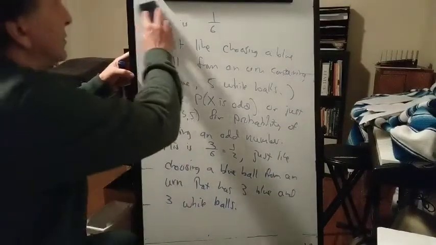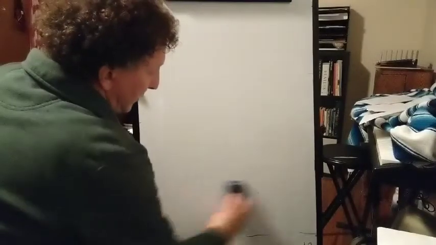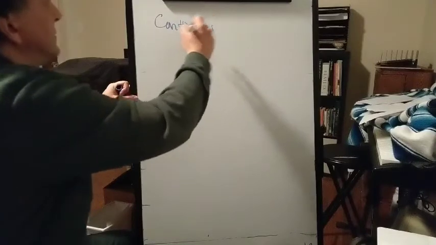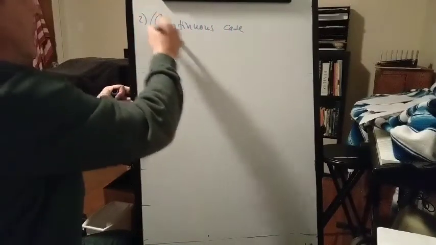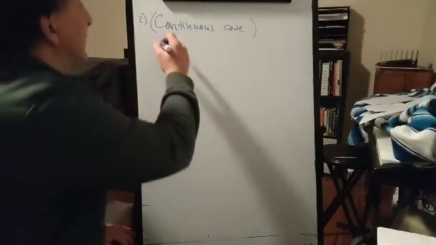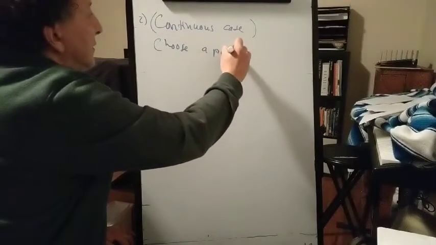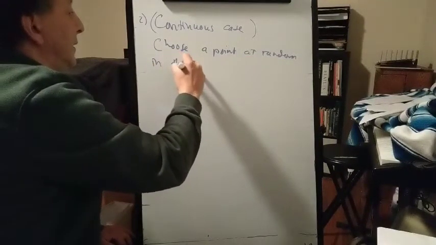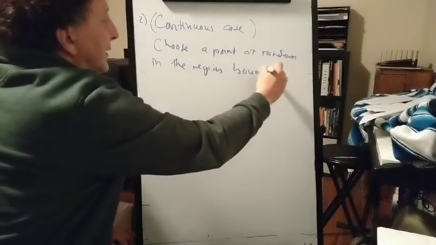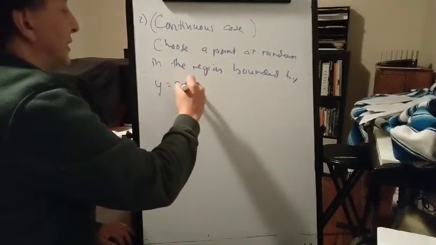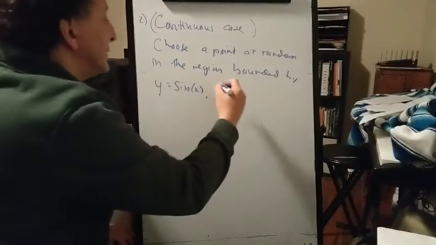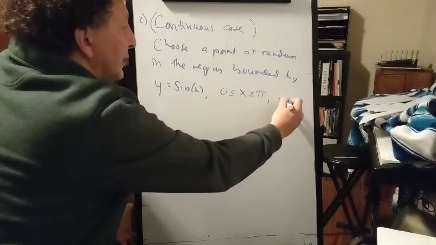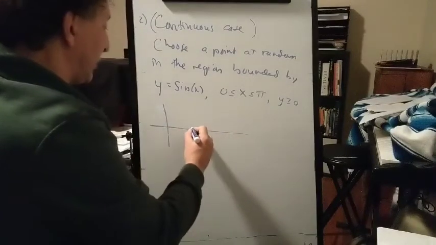Alright, now let's look at the continuous scenario. Let's say we choose a point at random in the region bounded by y equals sine of x, x between 0 and pi, and y greater than or equal to 0. So basically the first hump of sine.